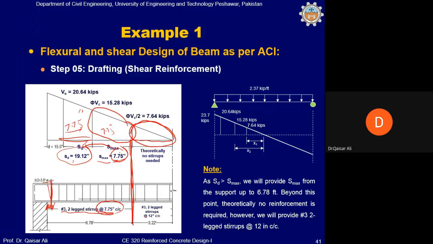And from this point up to the other side of the beam, from the zero shear, this spacing will be 12 inch, and the remaining part will also be 12 inch in this location. In this location, on both left and right, we will provide stirrups at a spacing of 7.75 inch center to center.